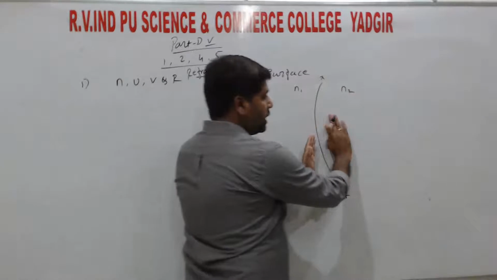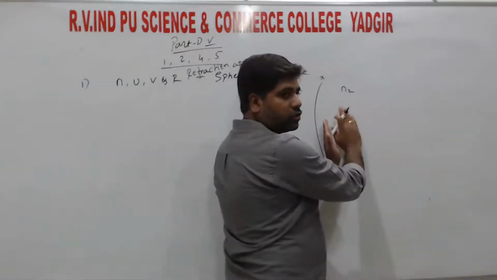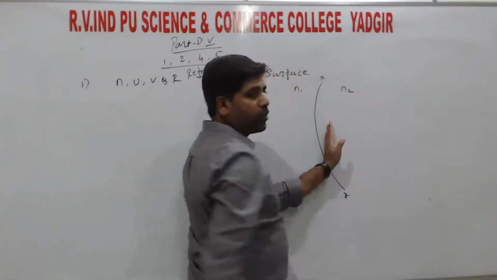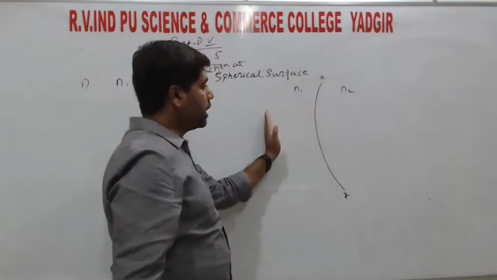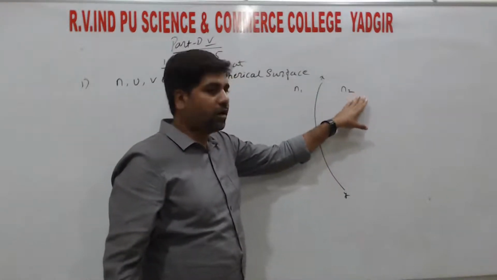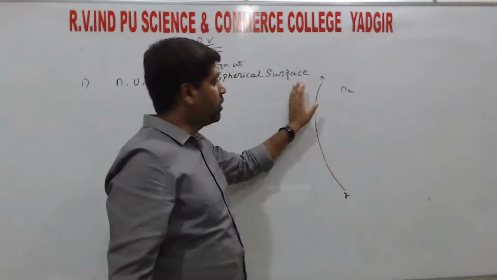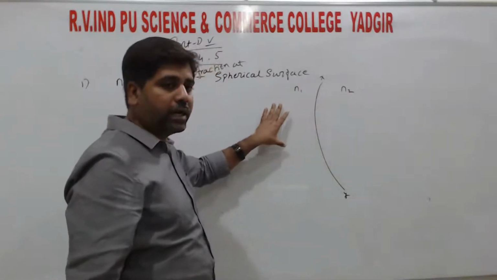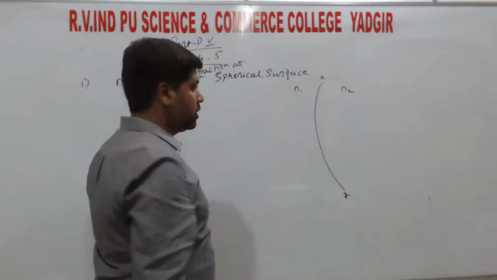On this side we have the spherical surface, and the medium will be a separate medium. So on this side there was one medium, and inside the refracting surface we can take the refractive index as n2, where n1 and n2 are the refractive indices of the two mediums, right?